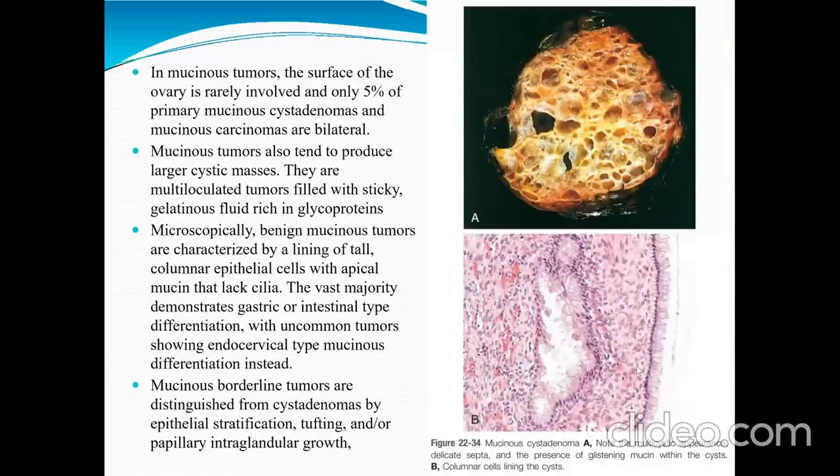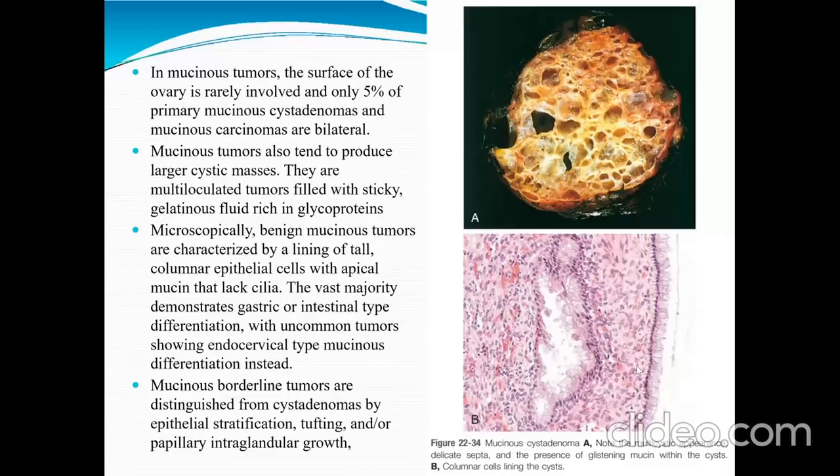Here we have the gross and microscopic photograph. In mucinous tumors, the surface of the ovary is rarely involved, and only 5% of primary mucinous cystadenomas and mucinous carcinomas are bilateral. Mucinous tumors also tend to produce larger cystic masses compared to serous tumors. They are multilocular tumors filled with sticky gelatinous fluid rich in glycoproteins.